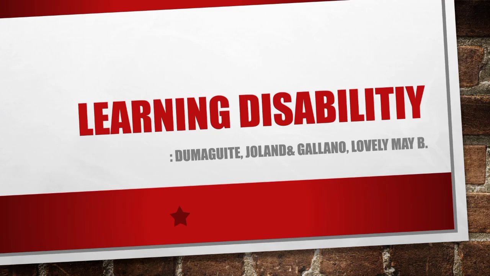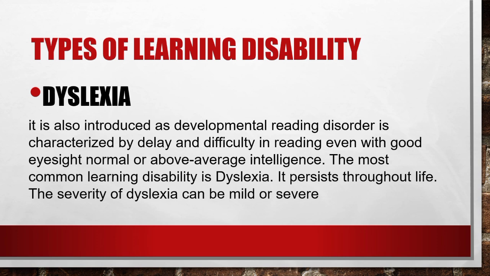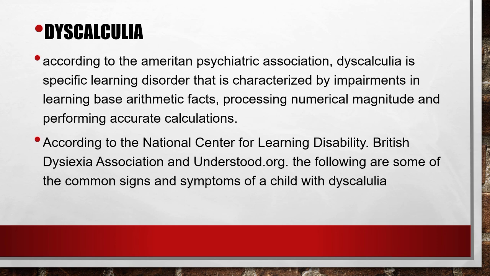So this is the continuation of our report about learning disabilities. First, we will have a recap of learning disability types. First is dyslexia. Dyslexia is a developmental reading disorder impacting reading ability. Next is dyscalculia. Dyscalculia is a specific learning disorder causing significant mathematical difficulties.